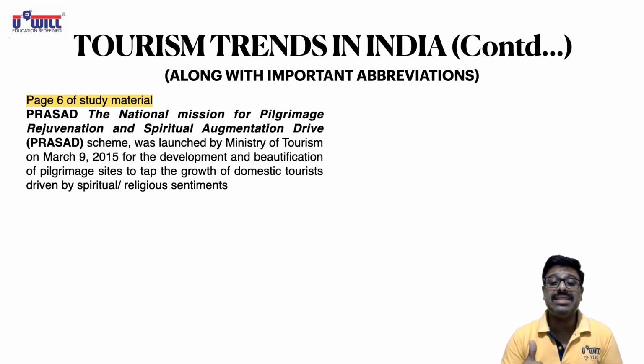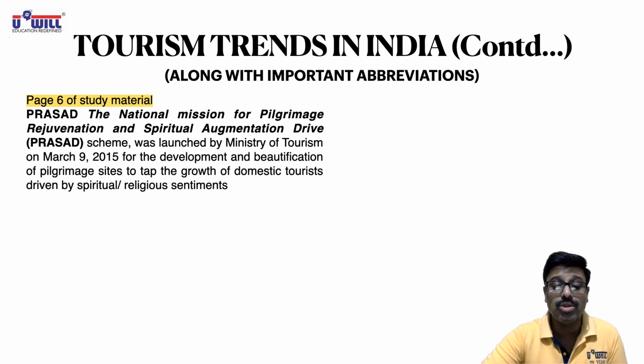So the government took this initiative. Normally you have a belief that pilgrimage sites are ugly, they are dirty. But the government took the initiative to clean that, to make it very beautiful so that tourism is attracted to those places also. So this scheme was launched by the Ministry of Tourism on March 9, 2015 for the development and beautification of pilgrimage sites to tap the growth of domestic tourists driven by spiritual or religious sentiments.